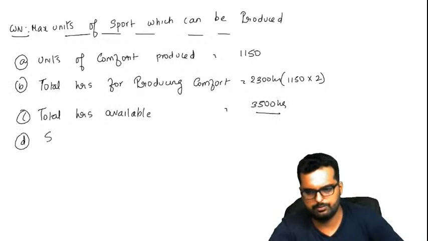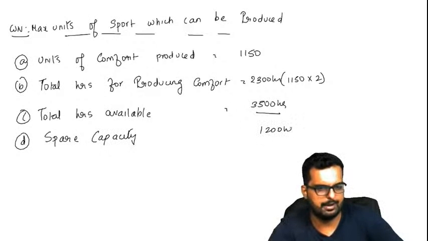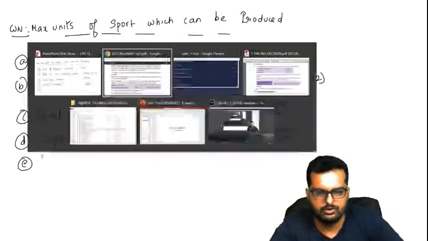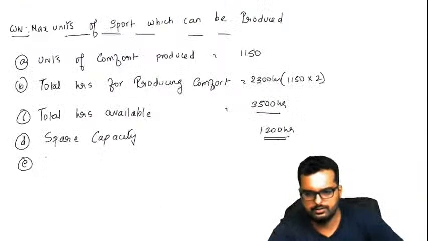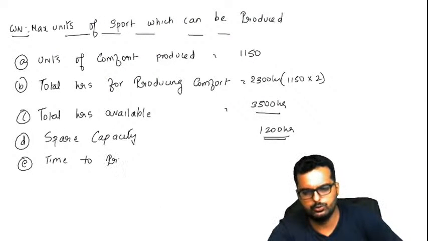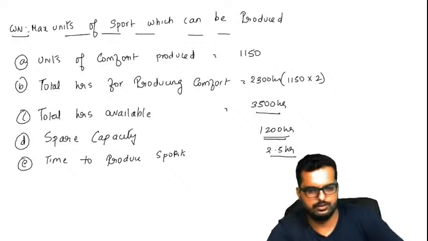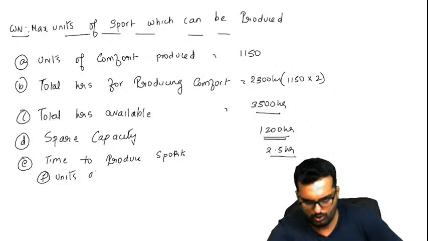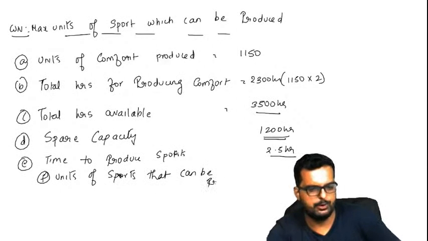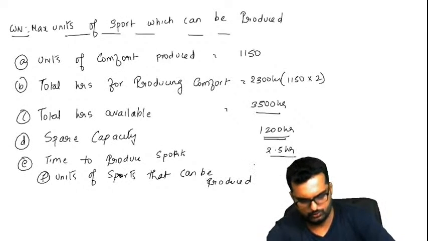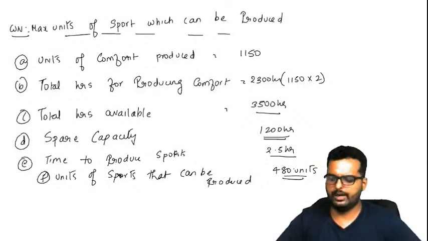Okay. So next point will be what? Spare capacity. Everyone tell me how much is the spare capacity you have over here. Is it 1,200? What is the time required to make 1 unit of sports? 2.5 hours. Time to produce sports, 2.5 hours. So units of sports that can be produced will be 1,200 divided by 2.5. Do you get the answer as 480 units over there, friends? Can you write down this in your books now?